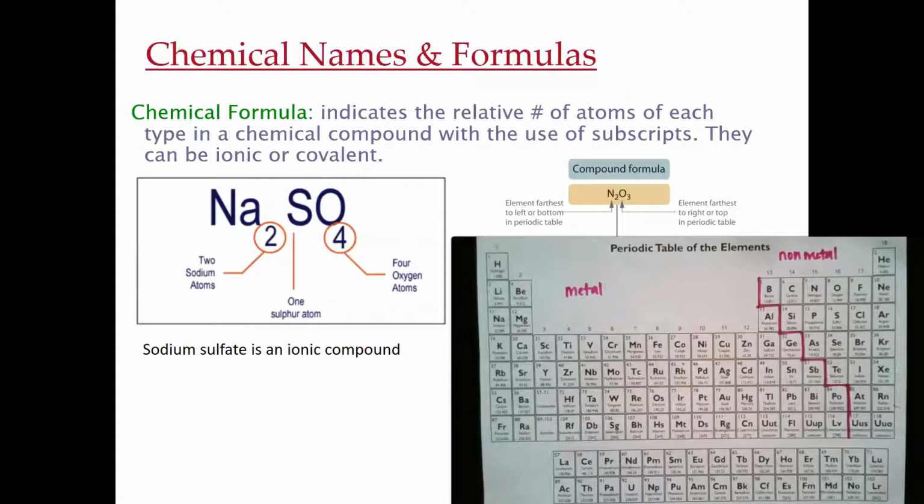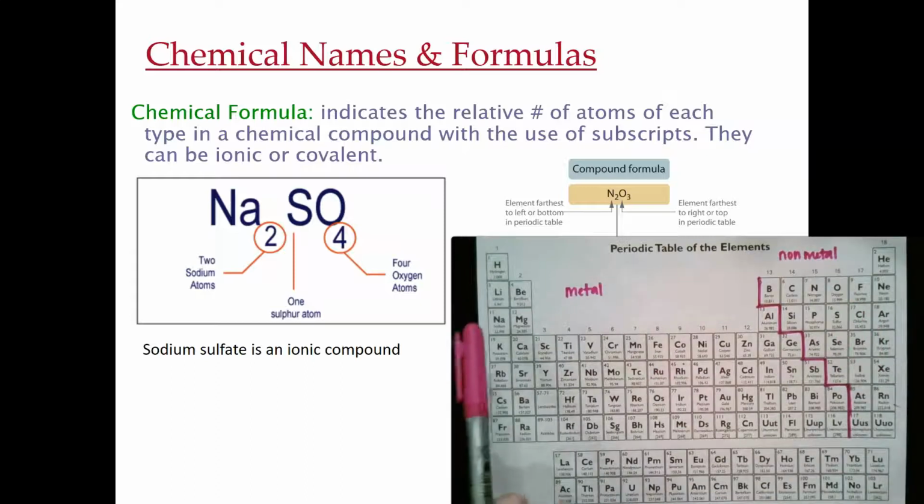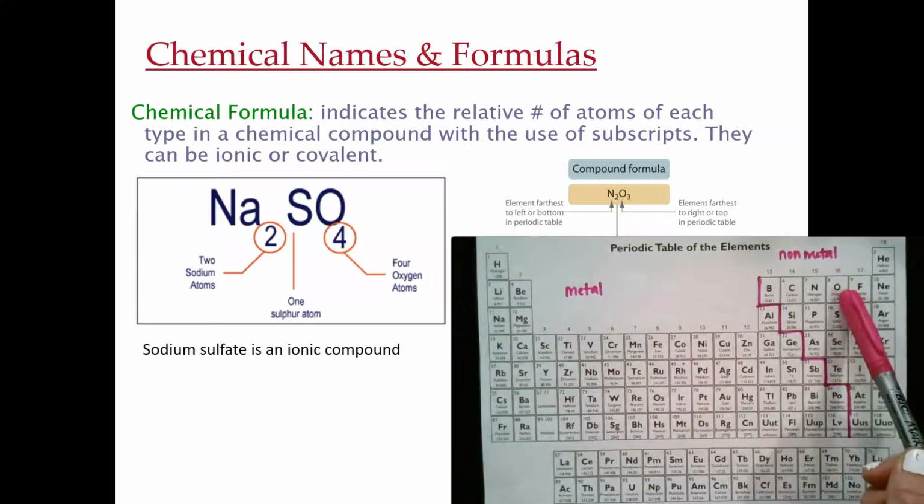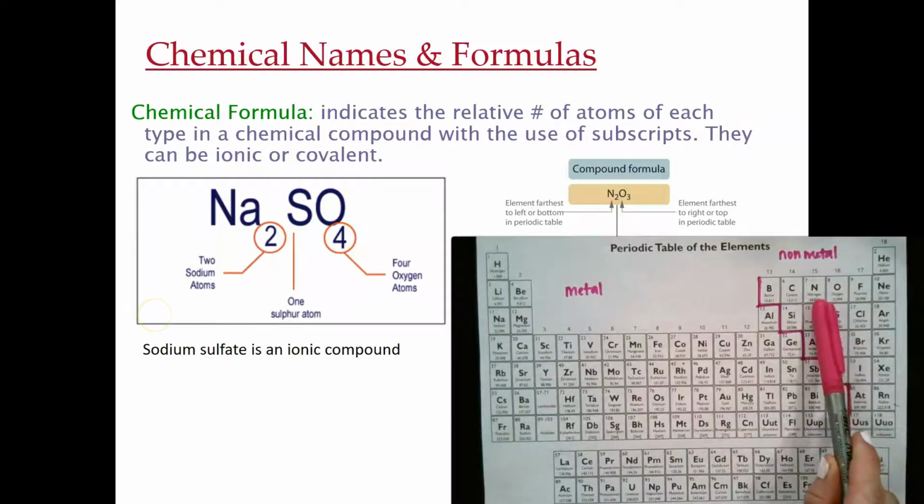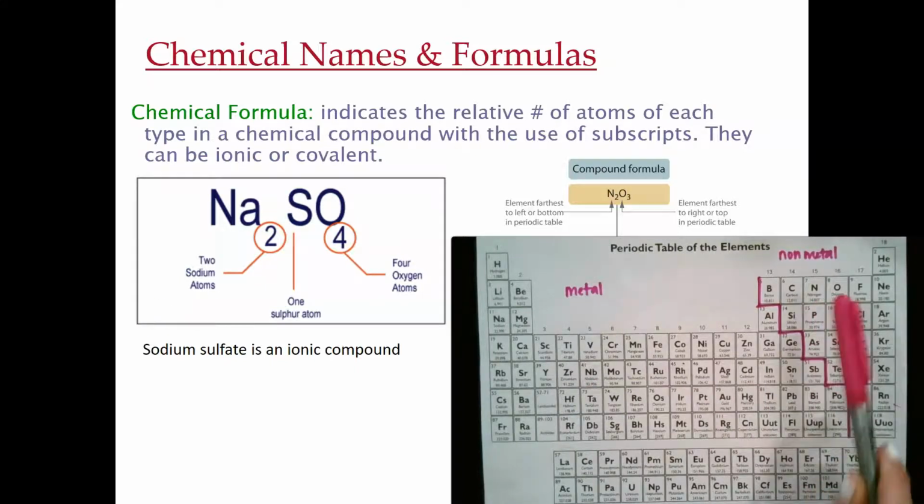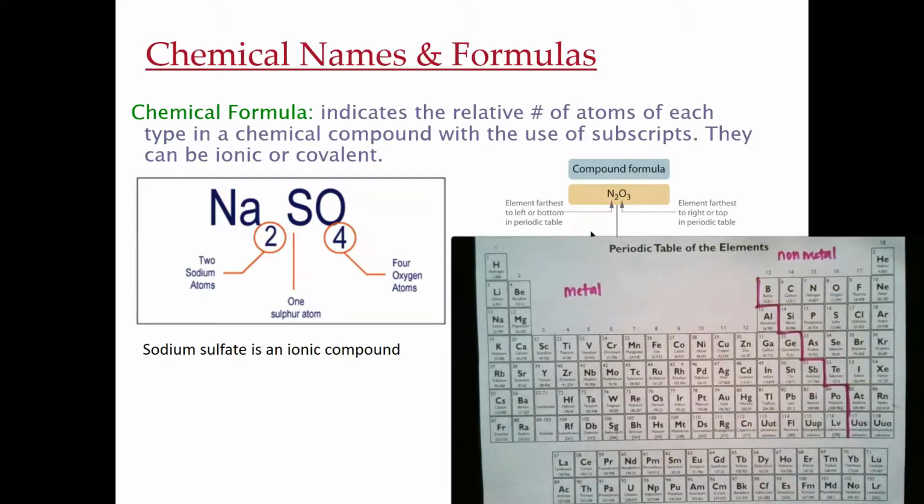So just to review, we have sodium sulfate up here. Sodium is over here, and sulfur and oxygen are over here. So sodium is a metal, and sulfur and oxygen are nonmetals, so that makes this sodium sulfate an ionic compound. On the other hand, we have nitrogen and oxygen in this compound, and because they are both nonmetals, that's indicating to me that this is a covalent compound.